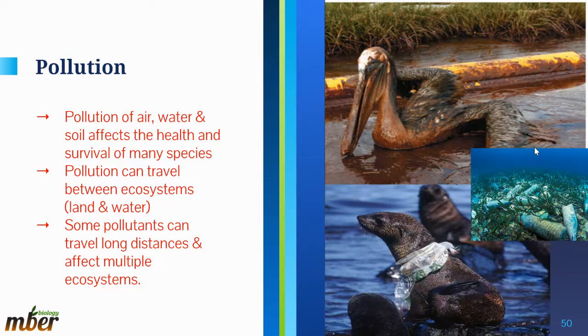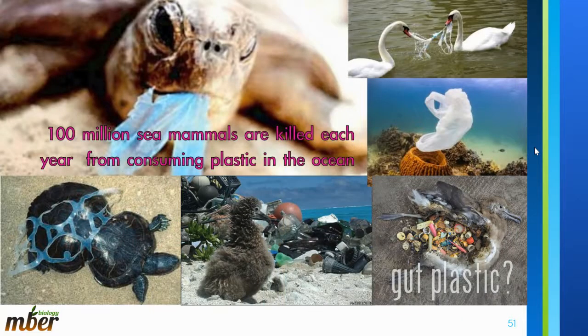So just because we're littering here in the United States, for example, that doesn't mean that our waste isn't ending up somewhere else. I was reading something that says flip-flops lost on our coast are winding up in countries around the world because they get washed up on their coast after traveling through the ocean. 100 million sea mammals are killed each year from consuming plastic in the ocean.